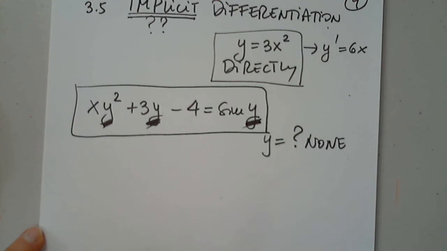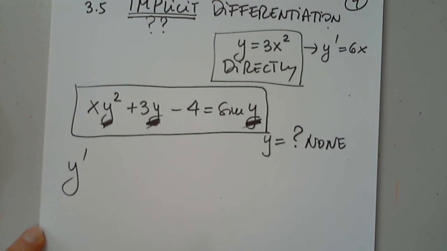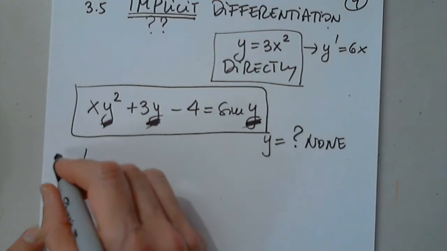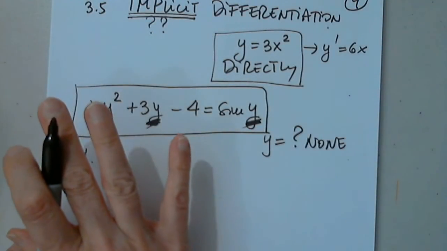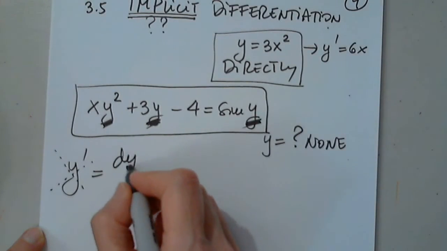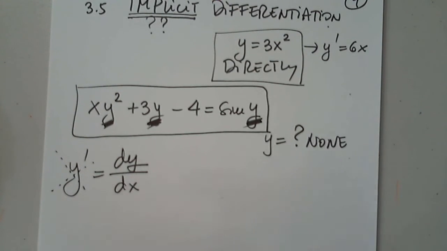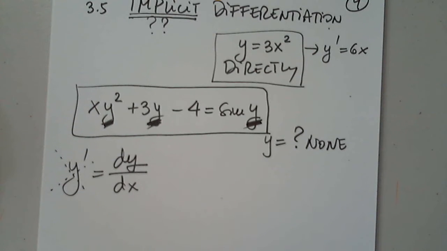So in this case, we are still asked to find an expression for y prime. However, we are not going to use this notation. It's not wrong, we are just not going to use it. We are going to use this notation, dy over dx. Can you use y prime? Yes. Will you get full credit? Yes. But don't, please. You'll see why.